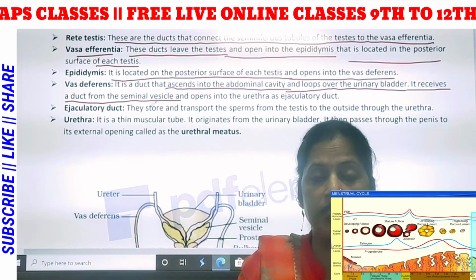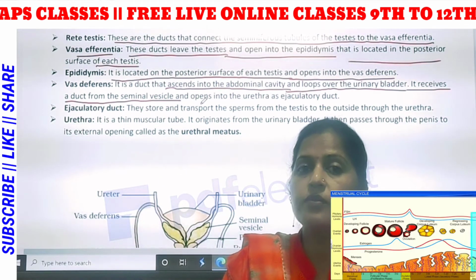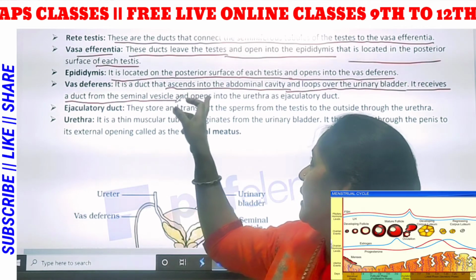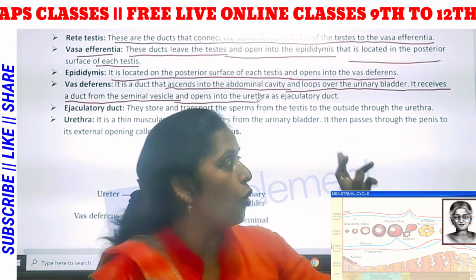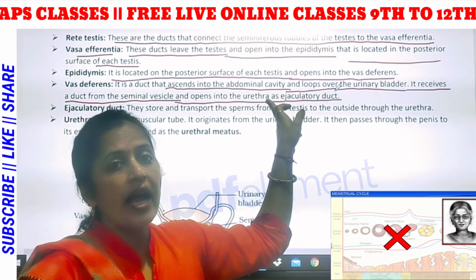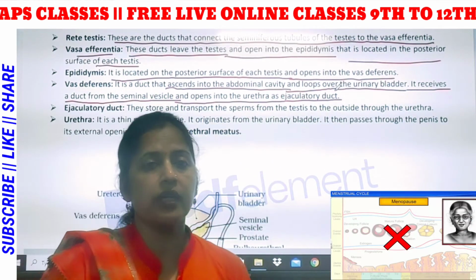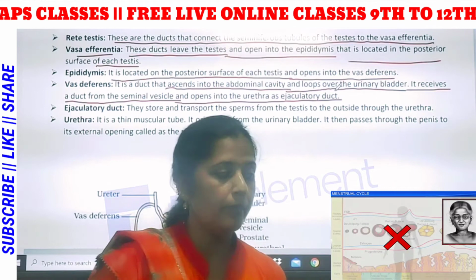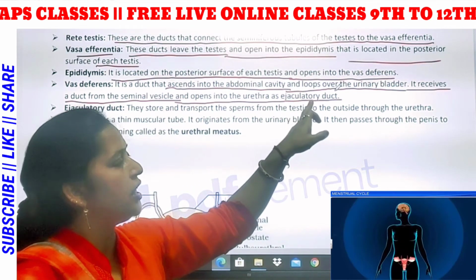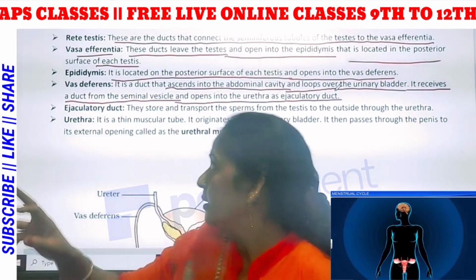उसके बाद जो है वो वहां से क्या receive करता है? It receives the duct of the seminal vesicle, and that opens into the urethra as the ejaculatory duct. और वो उसके बाद किससे open करता है? वो open करता है urethra में as a part of the ejaculatory duct.